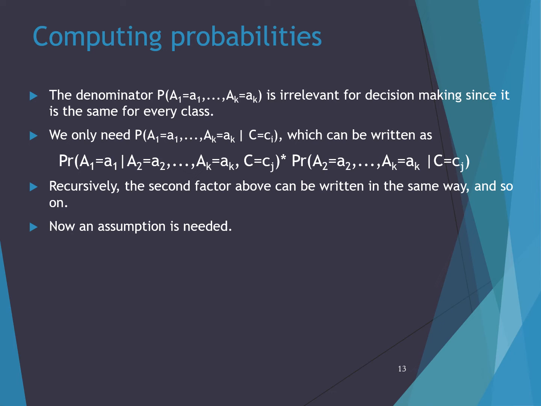Computing probabilities, the denominator is irrelevant for decision making since it is the same for every class. We only need the probability of A for C equals Ci, which can be written in the following way, and recursively the second factor above can be written in the same way, and so on. So an assumption is needed.